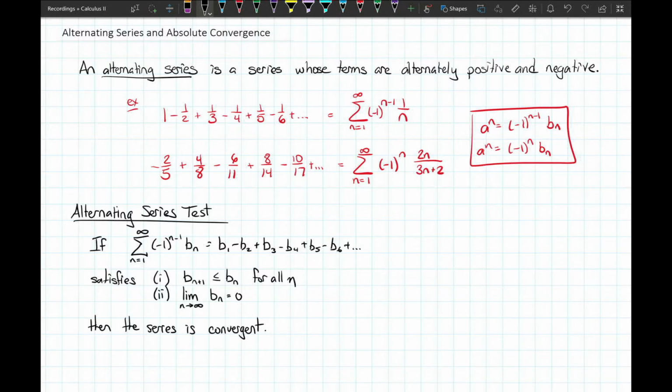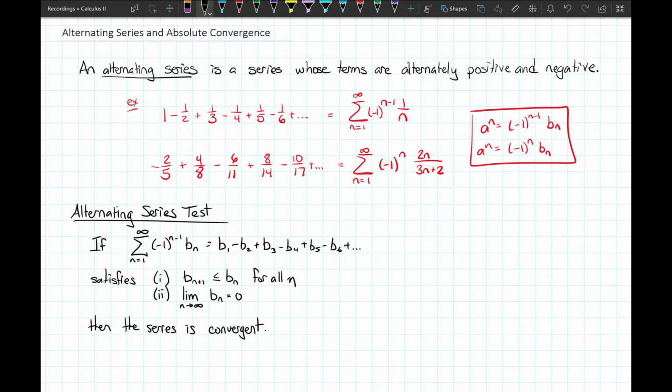If our alternating series satisfies two criteria, then we know it's convergent. The first criterion is that b_(n+1) must be less than or equal to b_n. So taking the expression not involving that negative 1 factor, that means that every new term in the series must be smaller or equal to the term immediately preceding it. Each term must get sequentially smaller, ignoring that negative 1 factor.